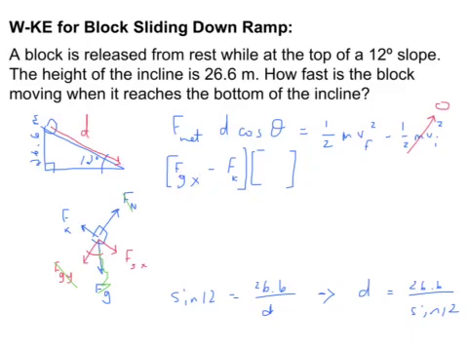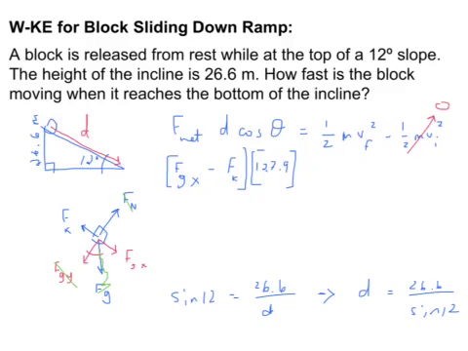Okay, what we get when we plug in 26.6 over sine 12 is 127.9. And of course, it's really best not to round early. You don't want to do any early rounding because that alters the answer. Theta, we have to plug in for cos theta here. So we've plugged in for F net d.